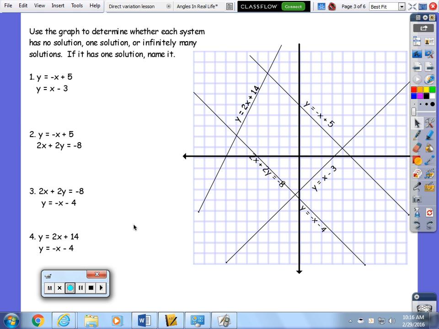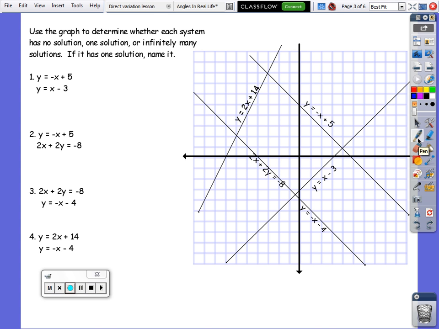So here I have y equals negative x plus 5 and y equals x minus 3. So right here, this one does have a solution. 1, 2, 3, 4, 1. And that solution is 4, 1. So that one has one solution because the two lines cross. Okay, let's go ahead and look at the next one.